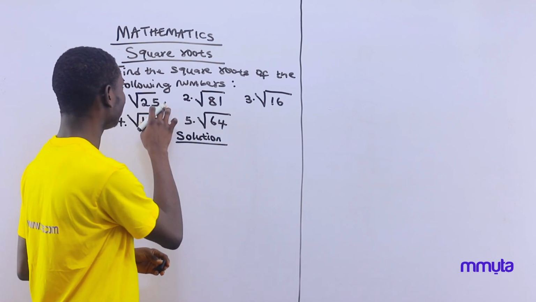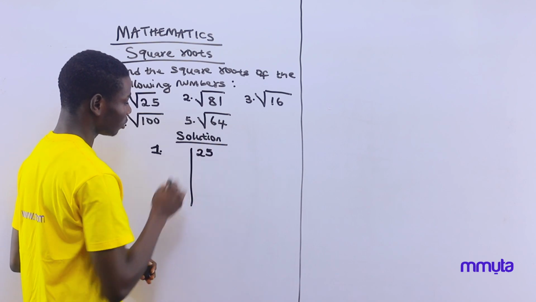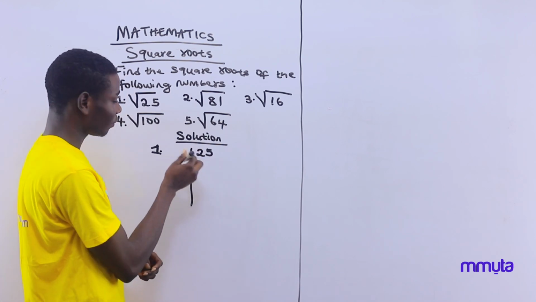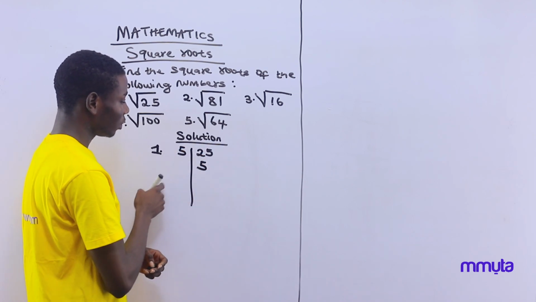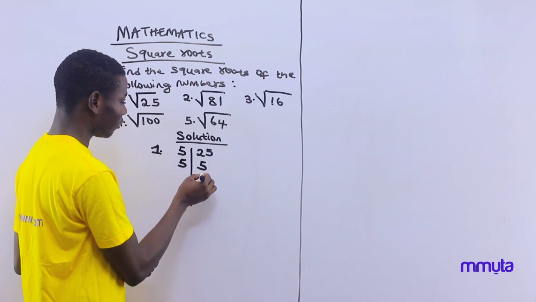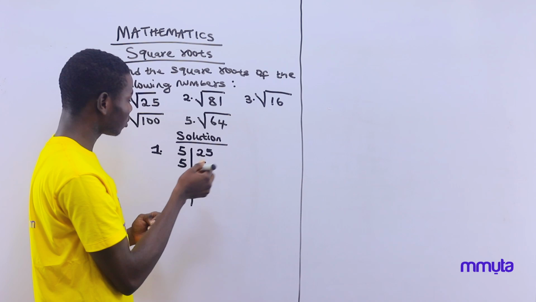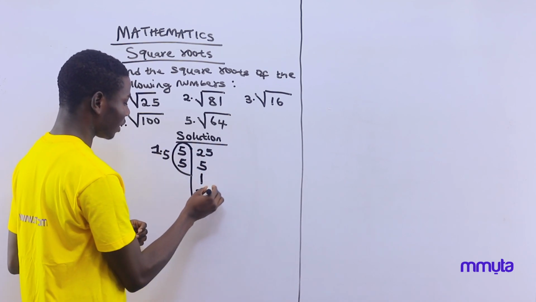In order to find the square root of 25, we have to use long division. We look for a number that can divide 25, which is 5. 25 divided by 5, we have 5. The number that can divide 5 is 5. 5 divided by 5, we have 1. Now we pick it in the group of 2's due to its square root. We pick out 1, 5. So the square root of 25 is 5.